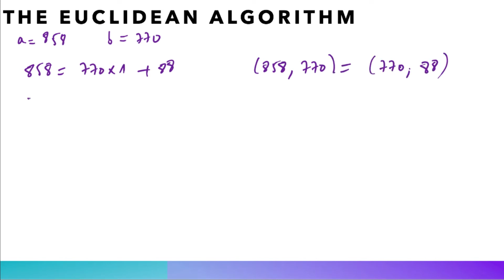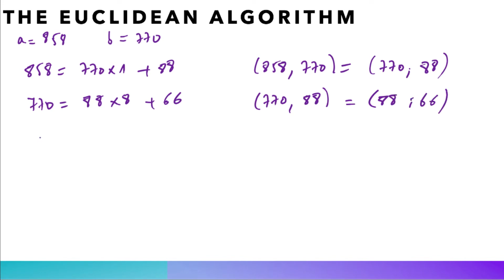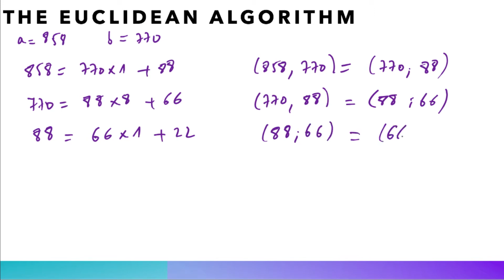Now if you divide 770 by 88, we get 770 equals 88 times 8 plus 66, which means that the GCD of 770 and 88 is equal to the GCD of 88 and 66. Now by dividing 88 by 66, one gets 88 equals 66 times 1 plus 22, which in terms of GCD means that the GCD of 88 and 66 is equal to the GCD of 66 and 22.